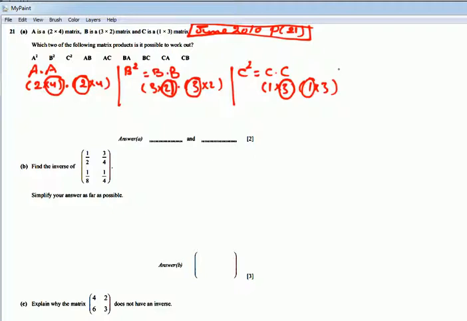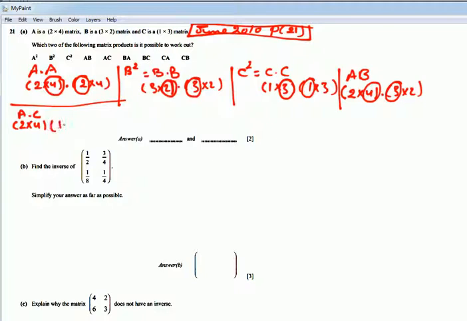AB. That means 2 by 4 times 3 by 2. This number and this number are different, so you can't find AB. AC. A is 2 by 4, C is 1 by 3. So this number and this number are different, so you can't find AC.